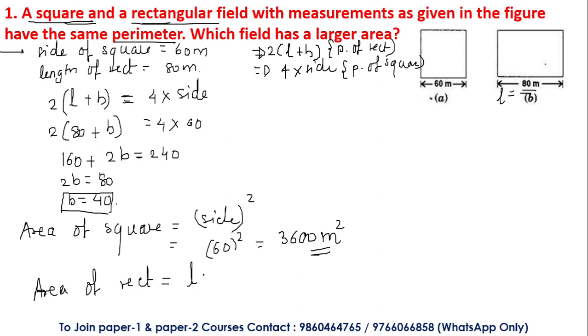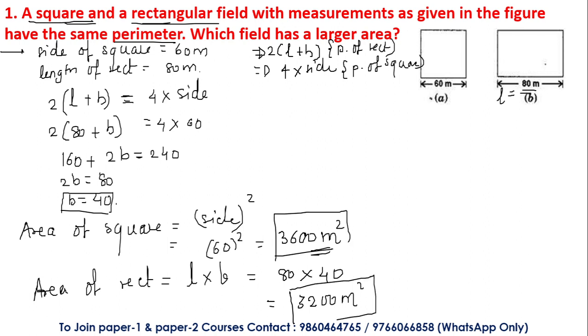the rectangular field, is equal to length into breadth. Based on this, the length is 80 meters, which was the given data, and we know the breadth is equal to 40 meters. Okay, so if I take the product of both, I'll get 3200 meter square. So now clearly we can understand that 3600 meter square is the area of the square, 3200 is the area of the rectangle. So obviously the area of the square is greater than the area of the rectangle.